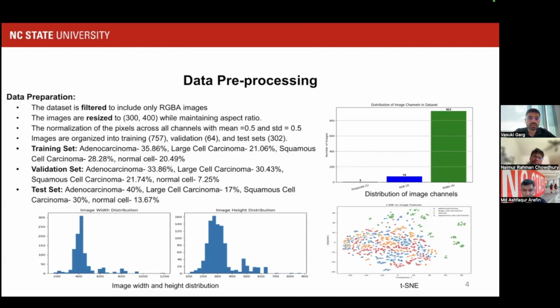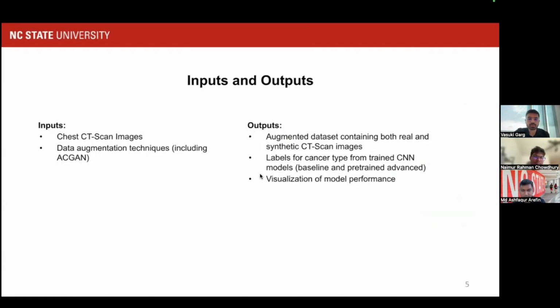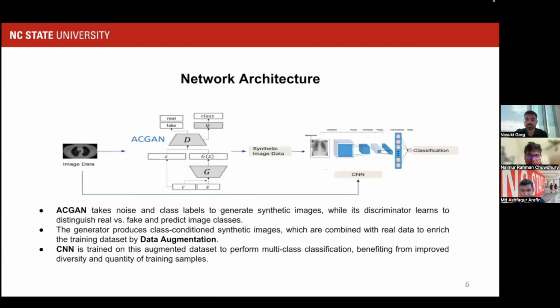We only include images which have four channels, which is RGBA, and we also resize the images to 300 by 400, which was chosen because of the mode of the distribution with respect to the width and the height. So the inputs would be the chest CT scan images and the data augmentation technique, which is AC-GAN. The output would be synthetic images generated through AC-GAN, as well as labels from the classifier, which would be a CNN, and finally the visualization of the model performance.